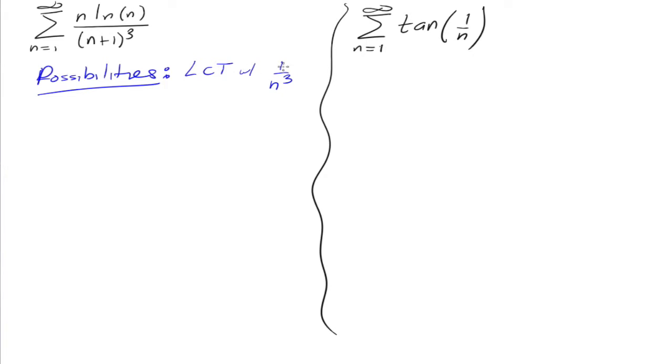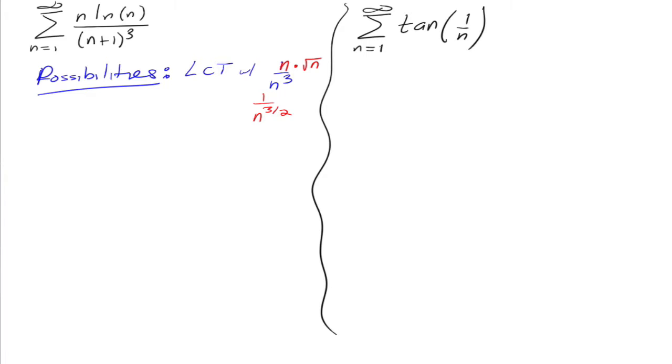then you might think of comparing with n times root n over n cubed. This is n to the 3/2 over n cubed, which is 1 over n to the 3/2, right? So if you're going to use this one to compare it with, what does your gut instinct tell you? That it converges, right? Because 3/2 is greater than 1.